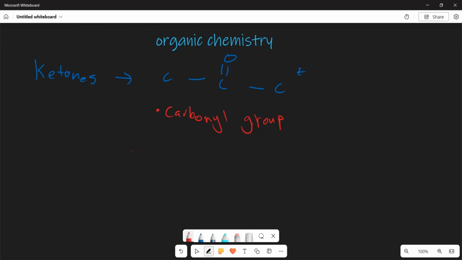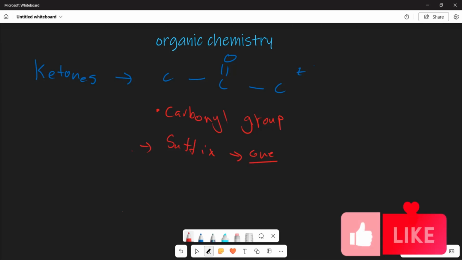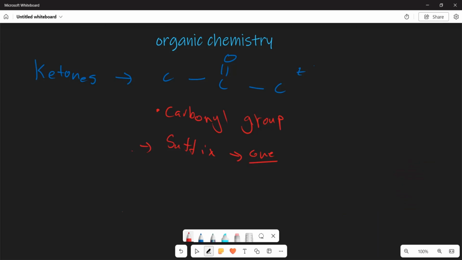Let's just leave it here for now. And what else can we take from this is that it has a suffix. And the suffix of this is given by what? It is given by our "-one". That is going to be your ketone, which has a suffix of "-one".